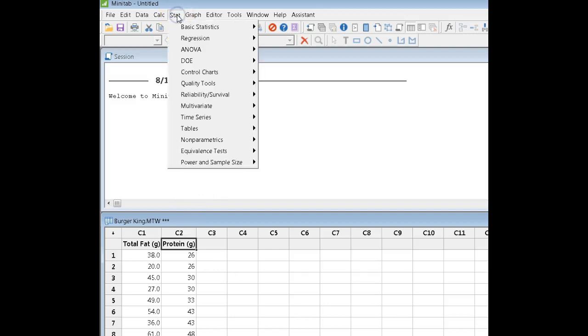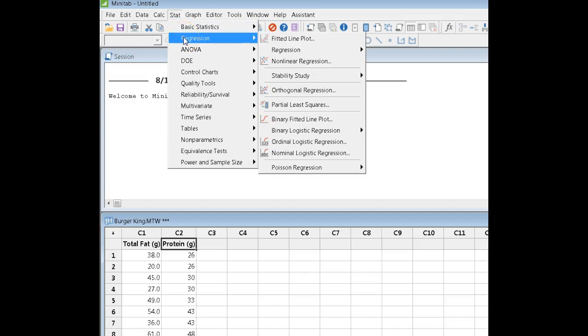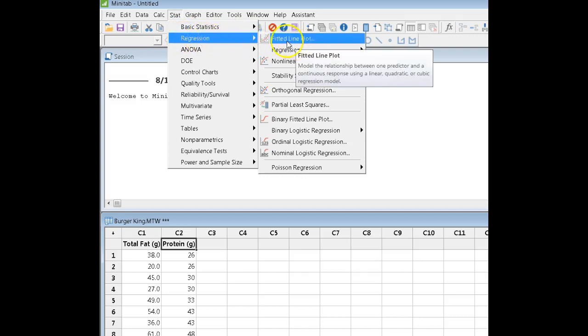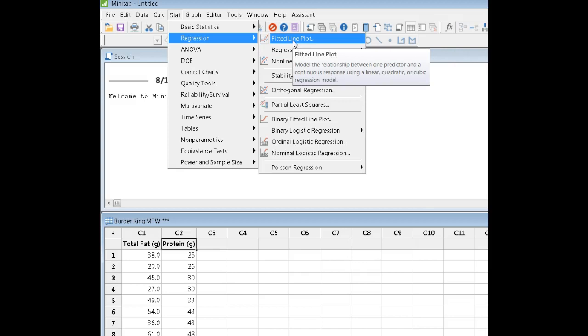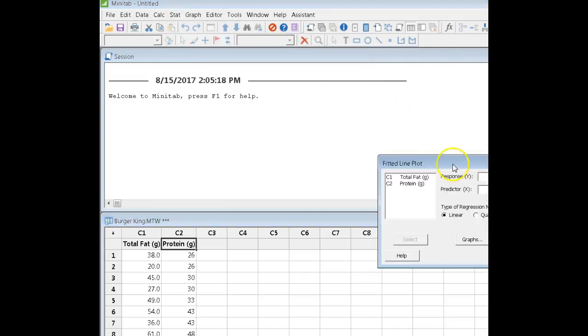Okay, to get the regression, we go to the Stat tab. You're going to take the second one from the top, Regression, and we're going to use Fitted Line Plot. And shortly I'll have a look at this second one as well, but most of your work is going to be done from this one, Fitted Line Plot.